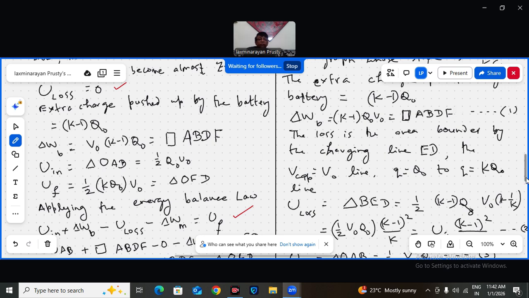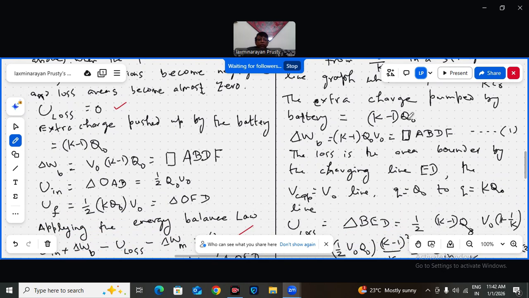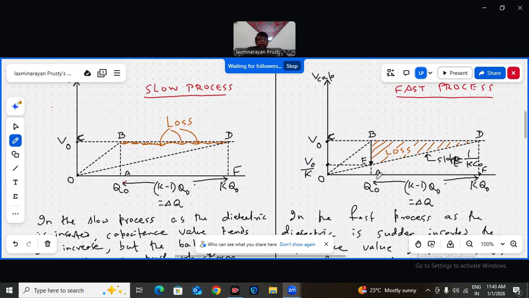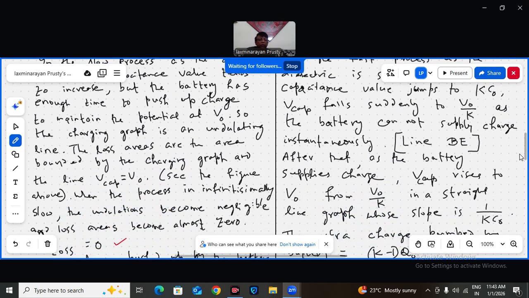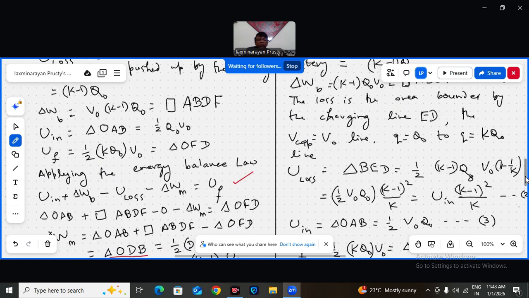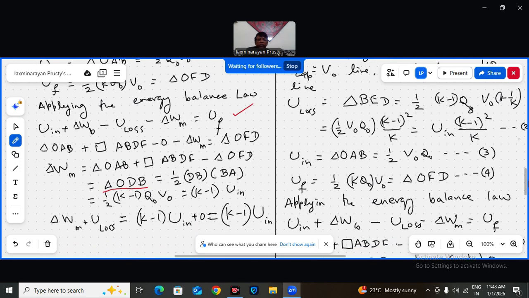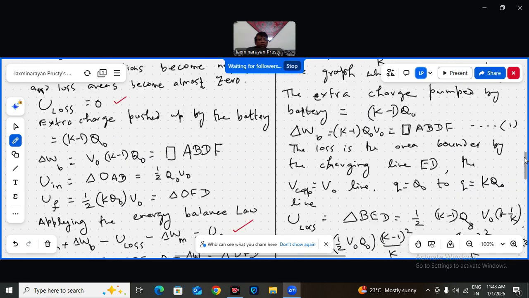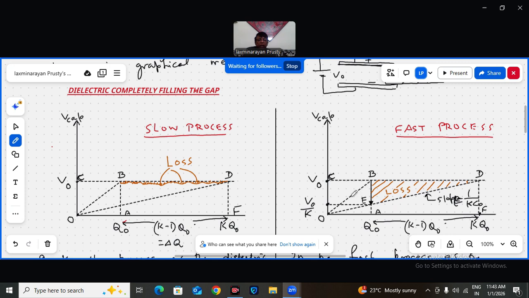That's it. Because the battery's extra charge is (K minus 1) Q naught, that is the horizontal line, A to F, same as B to D, and the constant potential difference during the charge transfer by the battery is V naught. So the battery work done is this ABDF. The loss, the area bounded by the charging line ED, I calculated already: U initial (K minus 1) whole square by K. U initial is OAB, U final is OFD. That looks like the previous situation. OAB area is the initial energy, half Q naught V naught, and final is half K Q naught V naught, that is the AFD triangle.